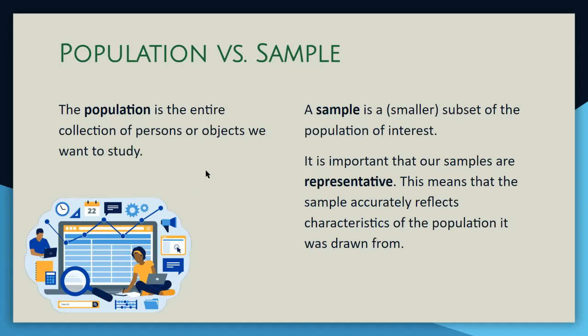However, for practical reasons, I can't actually go around and measure the height of every single adult in the US. So as a statistician, I would want to select a sample or a subset of adults in the US. It's important when we choose our sample that our samples are representative. That means the samples accurately reflect characteristics of the population it was drawn from. And to do that, we're going to use randomness to help us, and we'll talk more about ways to randomly sample a group in a later video.